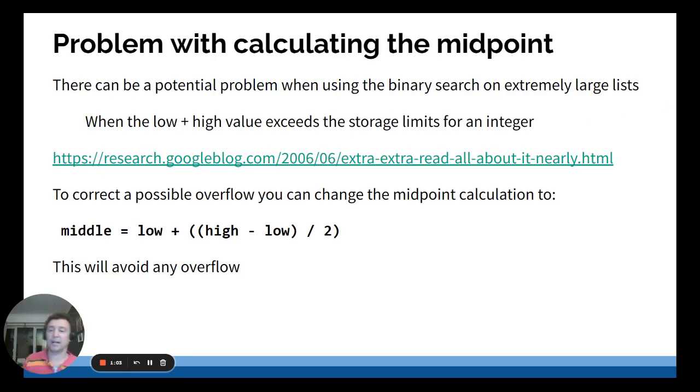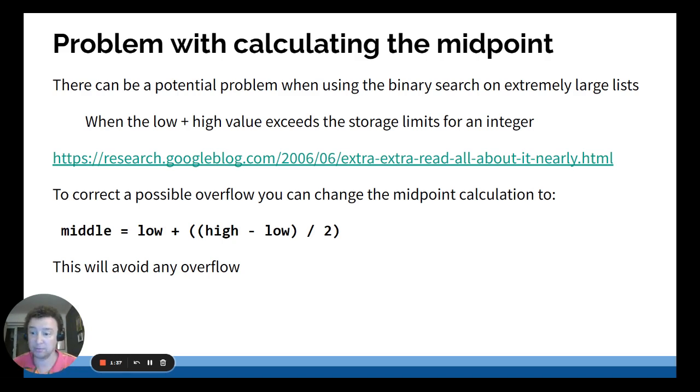There is a problem though, and the problem is when you've got really large arrays, okay? If you've got something where you take the low and the high values and they can exceed the storage limit for an integer, then it's going to cause something called an overflow, and this will crash your program and possibly your computer as well. So there's a slight adaptation to the midpoint calculation. Instead of adding it together, you take low away from high first, so the difference is left over, and then you add the difference to low and divide it by 2, and that avoids any overflow.